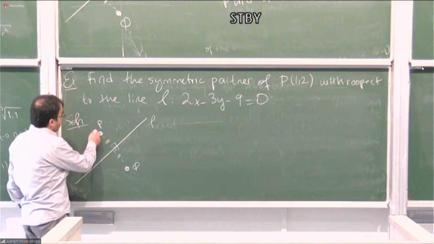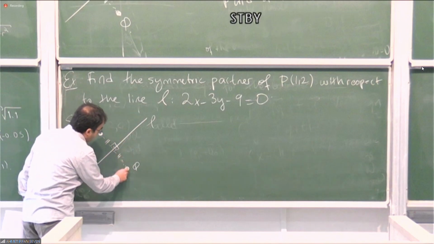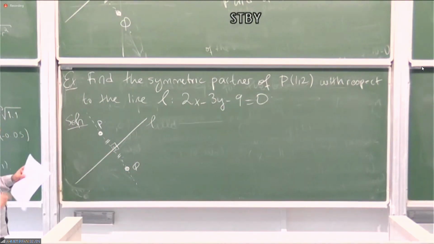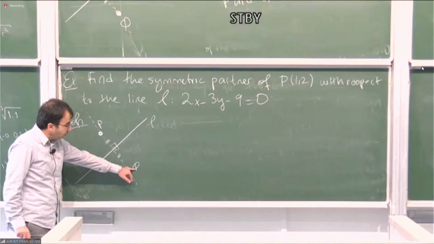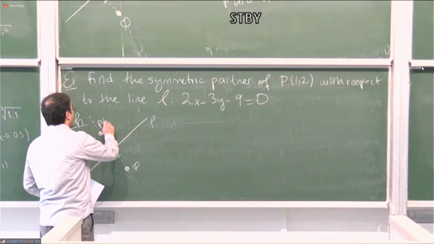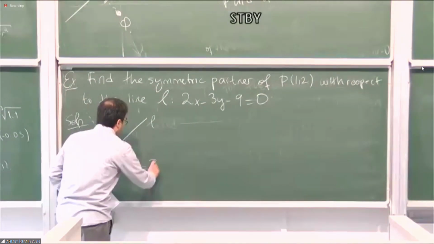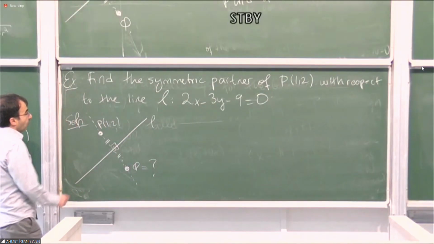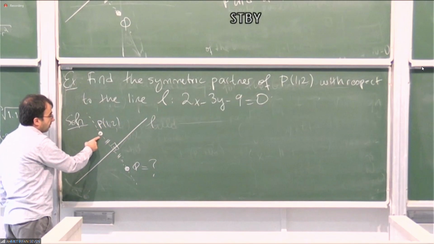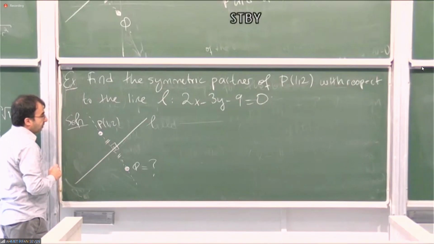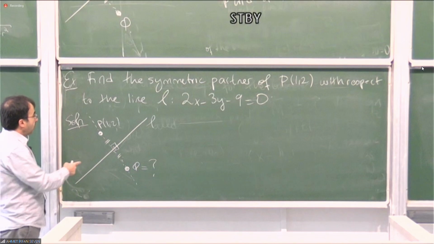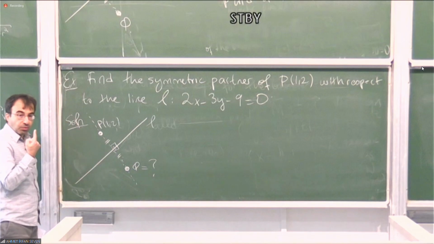We will first consider finding this line, which passes through P and Q. Although I don't know Q, well, I know P. I know that this point P is on this line through P and its symmetric partner. And I cannot write an equation for this line because for the moment I know only one point.